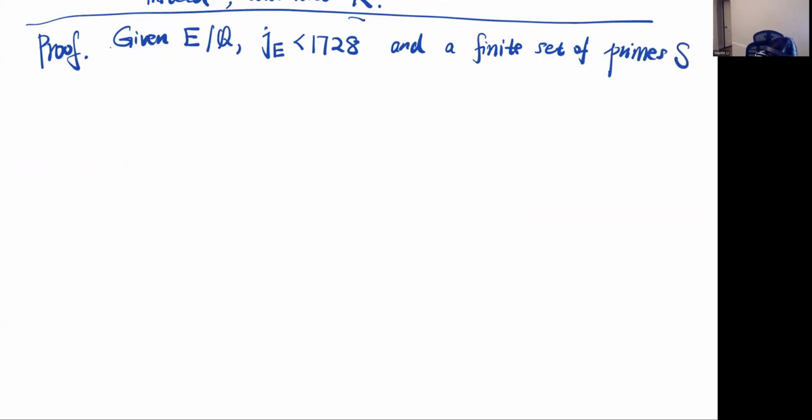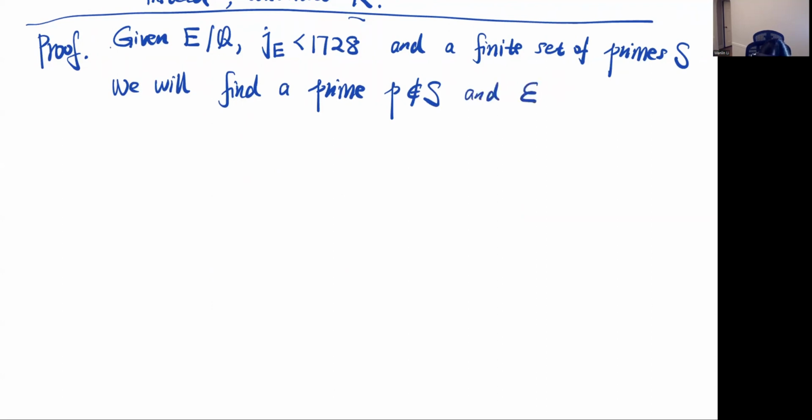Given an elliptic curve E defined over Q, whose j-invariant is less than 1728, and a finite set of primes S, any finite set of primes S, we will find a prime p not in this given finite set. Whatever finite set you give me, I will find a prime p not in this set, and the reduction of E at p, E_p, is supersingular.